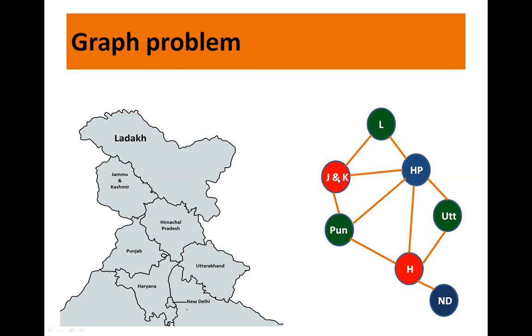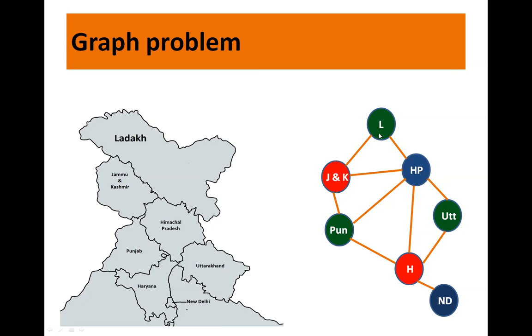Now, Himachal Pradesh is adjacent to Jammu Kashmir. Jammu Kashmir is red. Himachal Pradesh is blue. No violation. Now, this again blue and green, no violation. Blue and red, no violation. Blue and green, no violation, right? So, there is no problem here. Let's look at Jammu Kashmir, right?